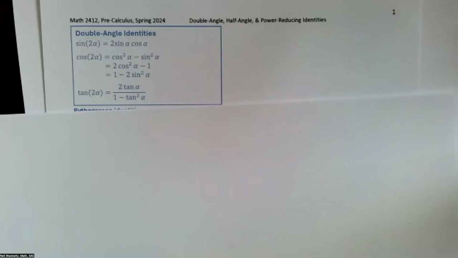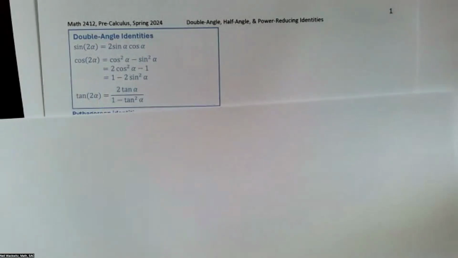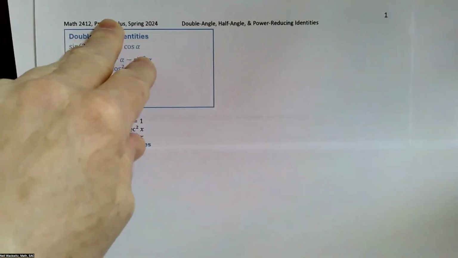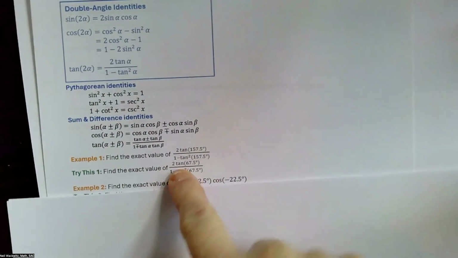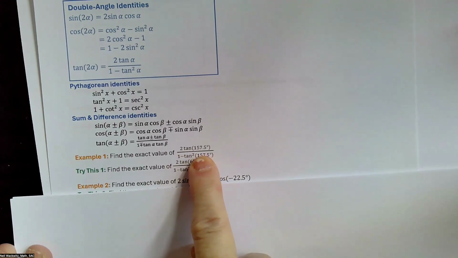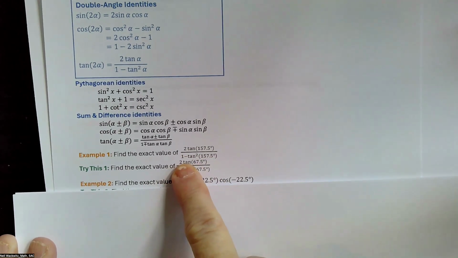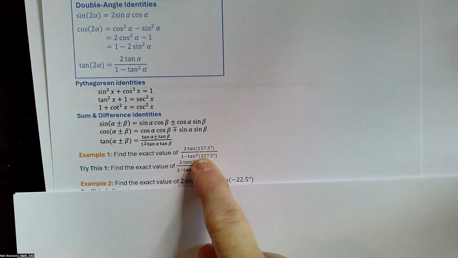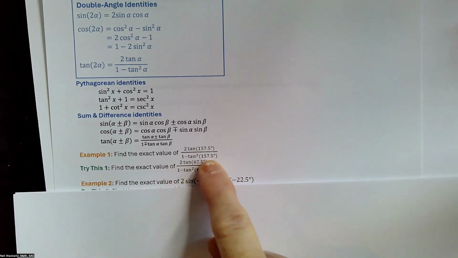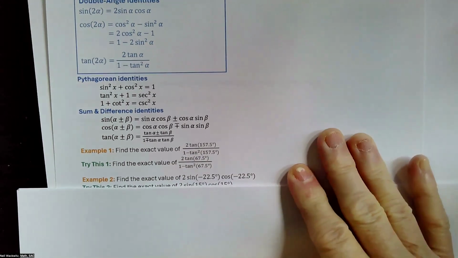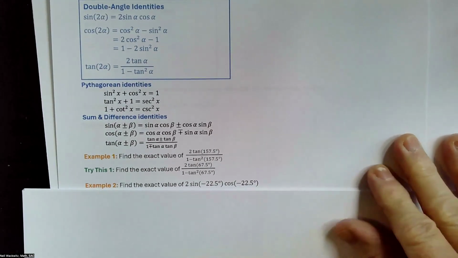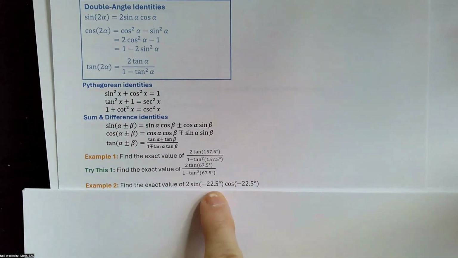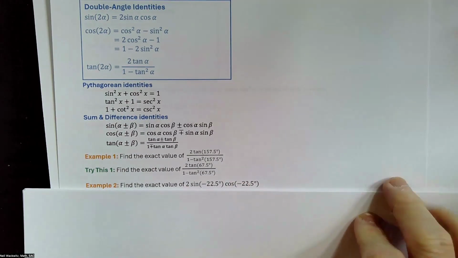Okay, great. So last time we started looking at the double angle identities, and we found exact values for the tangent of 157.5 degrees. How do you think we could use double angle identities to find the exact value of 2 sine of negative 22.5 degrees times the cosine of negative 22.5 degrees?